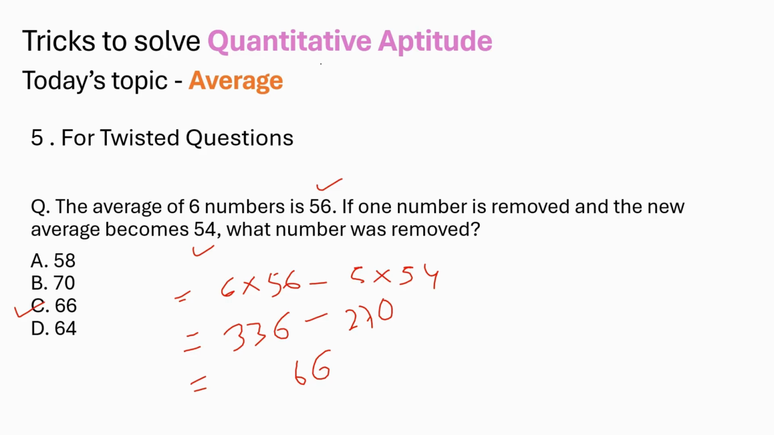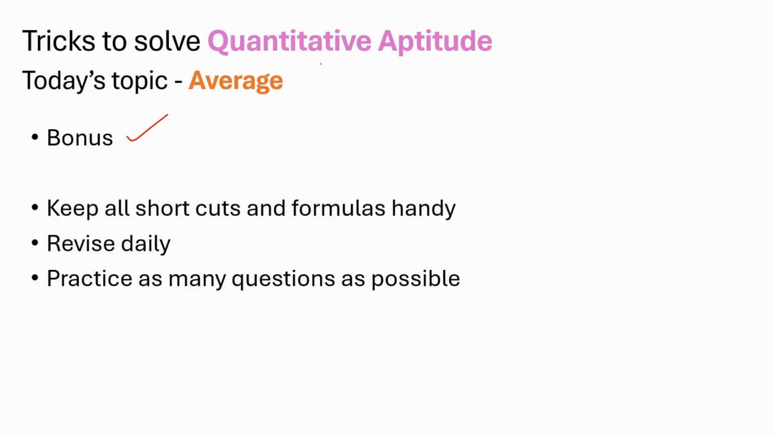So we have seen some tricks to solve average related quantitative aptitude questions. The bonus takeaway points are: keep all the shortcuts and formulas handy. Create a separate notebook or separate copy for your formulas only. Don't include your formulas in your practice book or practice notes. Just create separate notes for only formulas, and revise those formulas every day. Yes, give time for revision. Practice as many questions as possible. So all the best for your preparation.